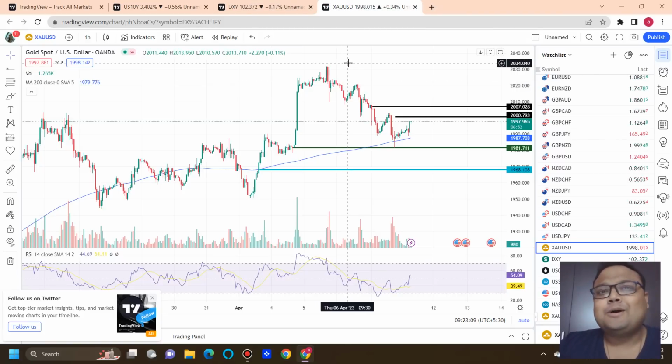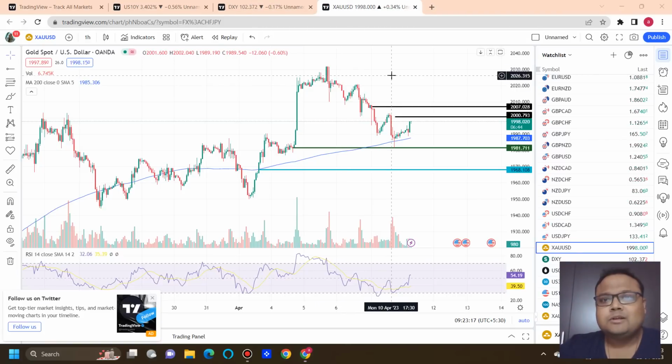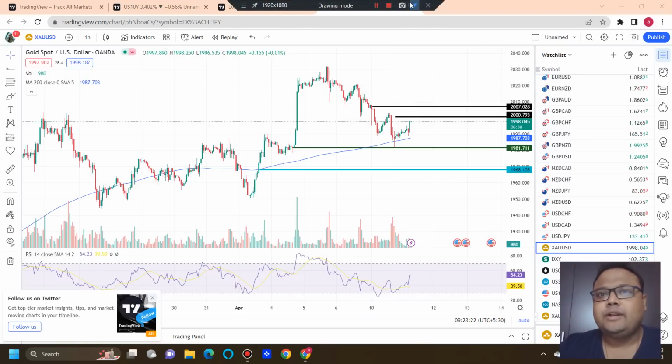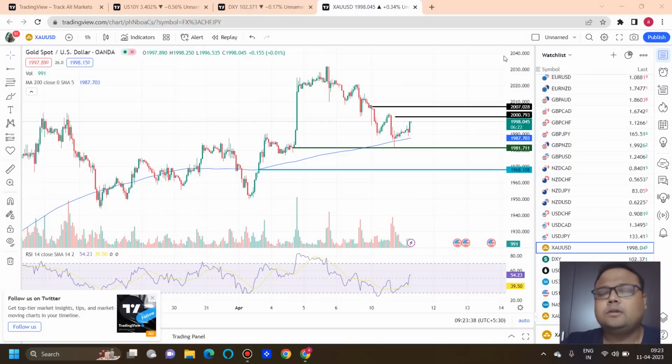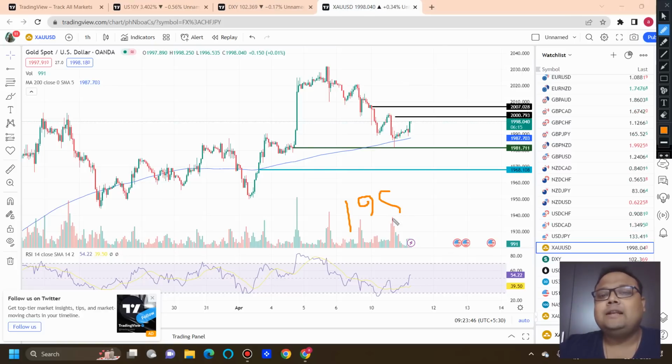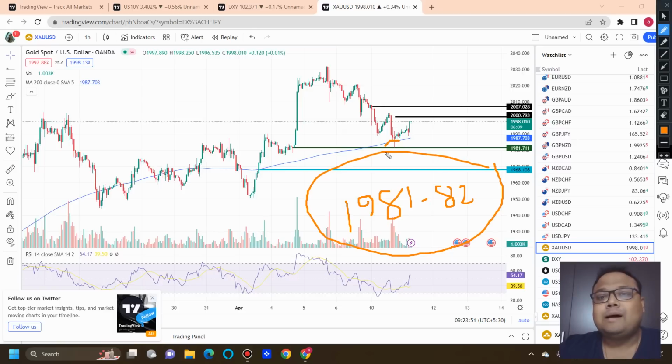Now let's talk about gold finally. Yesterday we saw our levels working very nicely. When I made the video, the market was standing at the support of 1988 or 89, which was our first support, and we saw a perfect bounce from the level. Then during the evening, if I consider my time zone, we saw the market testing our second support of 1981 to 1982, and we saw a perfect bounce again.